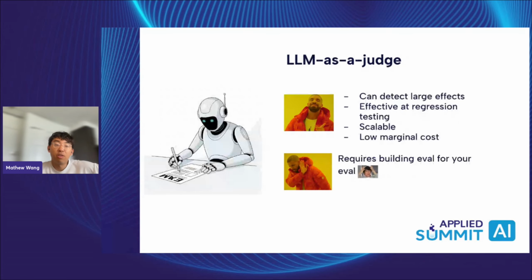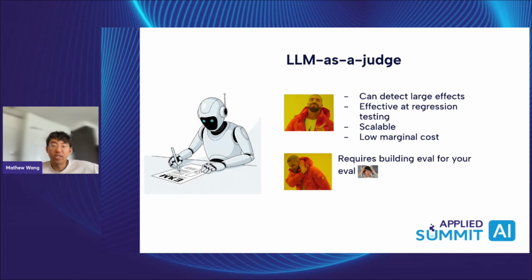One way that you could get around that potentially is with LLM-as-Judge. So this is something that's become popular over the past couple of years, where you use an LLM to do the grading as opposed to a human annotator. And while this isn't going to be perfect, it's not going to perfectly align with how you would do the grading, and some of the grades might not be correct. Still, even if it's noisy, it can detect large effects. It's effective at regression testing.